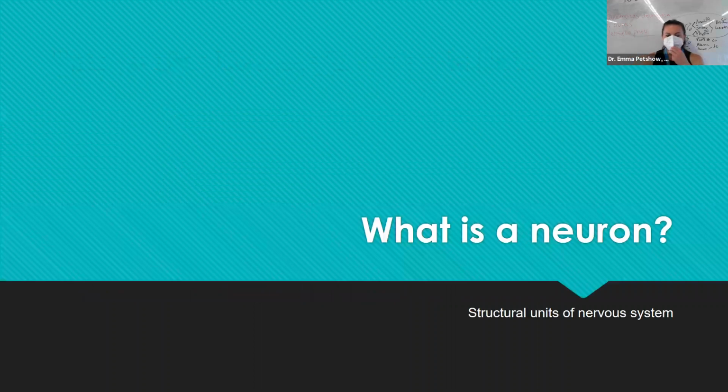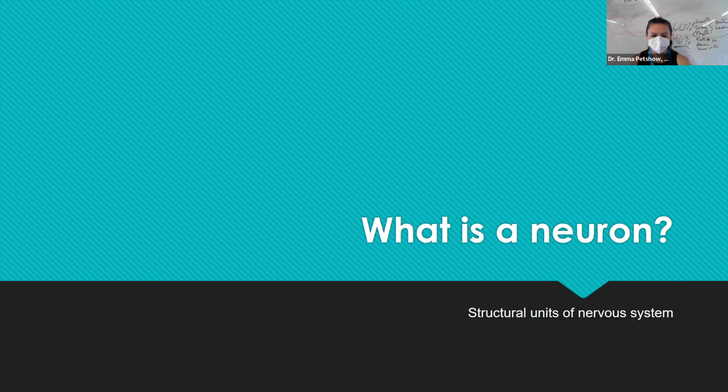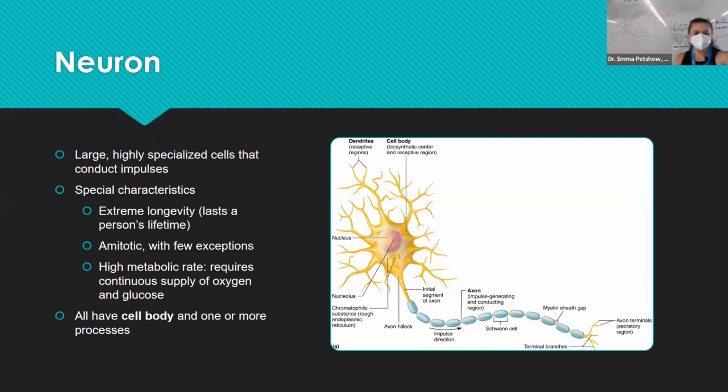Okay, so then we're going to move into actually neurons. So these were our glial cells, which are helpers to neurons, right? So now we actually want to talk about neurons, which are the cells that communicate those nerve signals. Neurons at their base are the structural units of our nervous system. So neurons as a whole are these large specialized cells. They conduct impulses. They have extreme longevity. They'll last your whole lifetime.